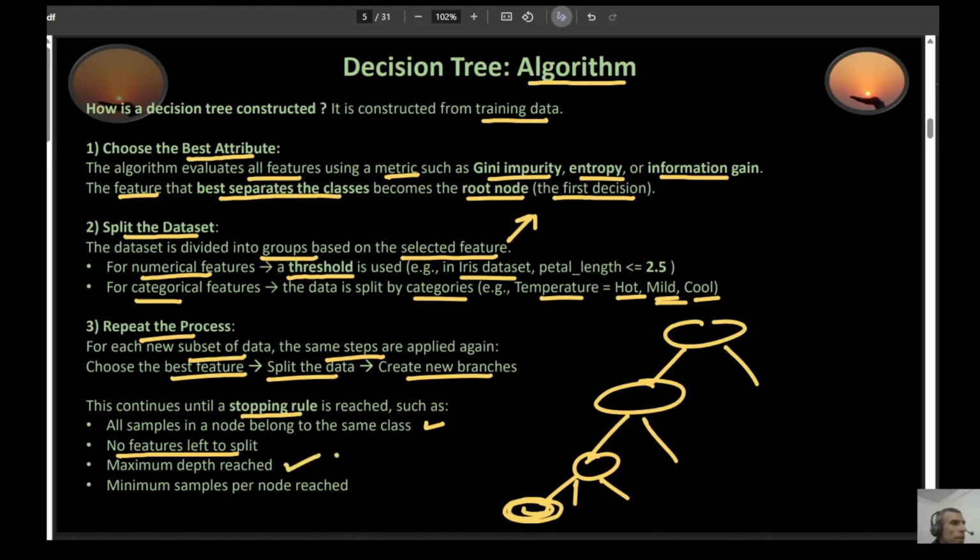Or maybe the maximum depth is reached. In this case, your depth would be 1, 2, 3. You can specify that if my maximum depth is 3, then stop. Don't go beyond that. Or maybe you can say minimum samples per node. For each node right here, you want a minimum number of samples. So you can use any one of these criteria to stop your recursive process.